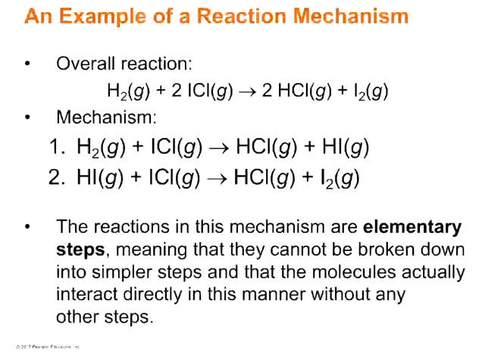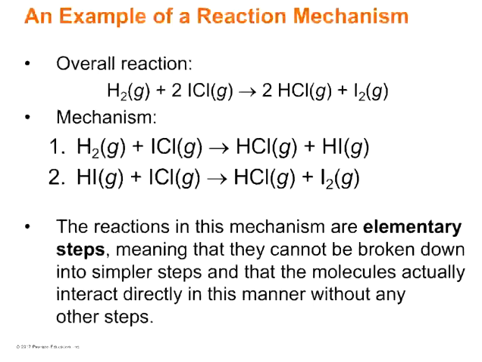So as an example, let's say that our overall reaction is occurring between hydrogen and a molecule ICl, so iodine chloride. And then we're producing 2 moles of hydrochloric acid in its gaseous state and iodine gas. Now, the mechanism for this reaction is occurring in 2 steps. So in the first step, we have hydrogen reacting with iodine chloride to produce hydrochloric acid in its gaseous state plus hydroiodic acid in its gaseous state. And then hydroiodic acid is going to react with the second molecule of iodine chloride to produce a second molecule of hydrochloric acid, and then our other product, iodine.